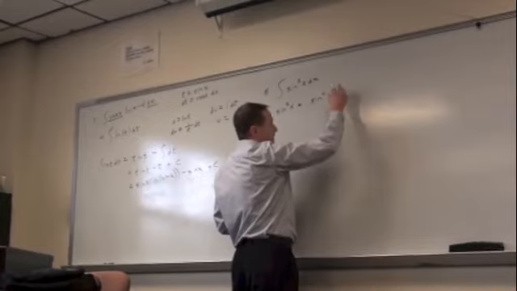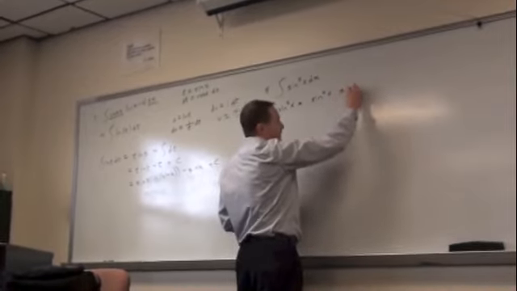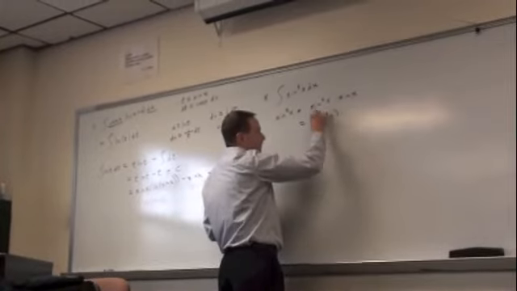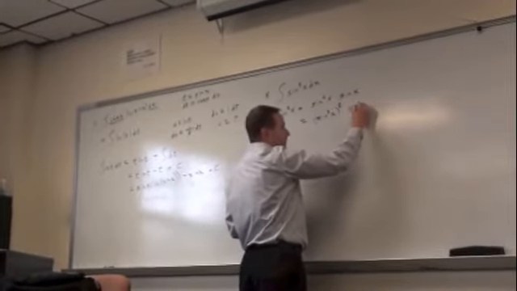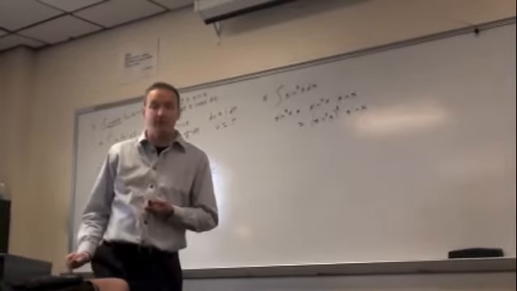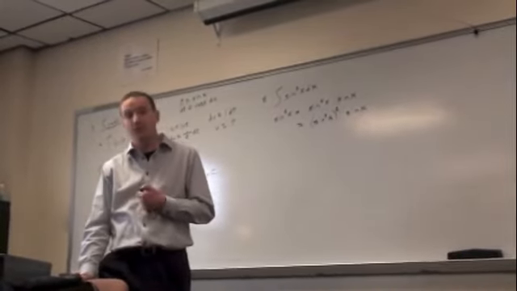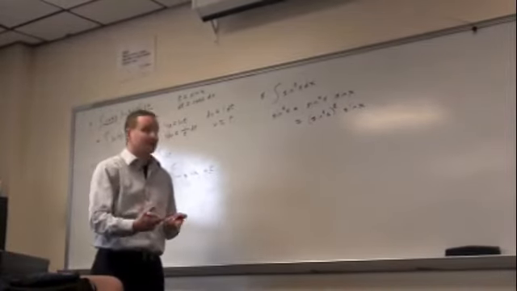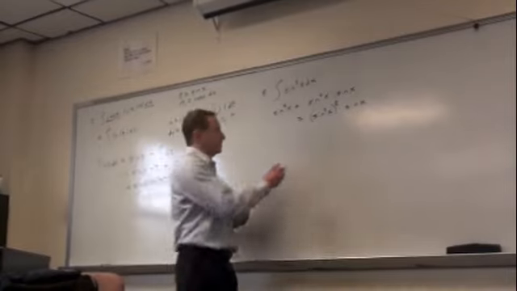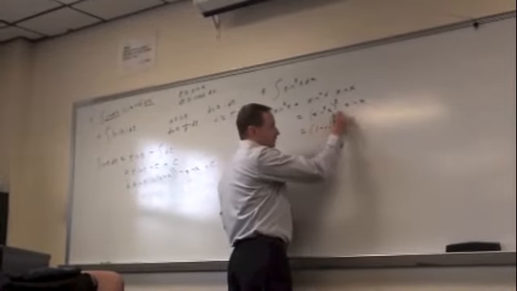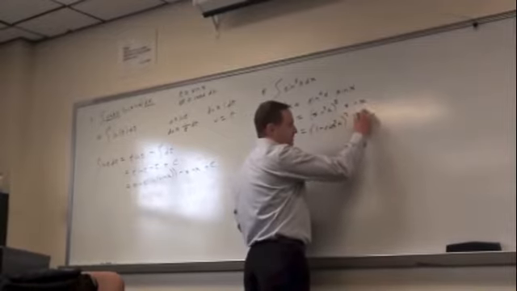So sine to the 4th x times sine of x. Sine to the 4th is nothing more than sine squared x quantity squared. And I know that the Pythagorean formula says sine squared plus cosine squared is 1, thus sine squared is 1 minus cosine squared. So I'll say this is the group 1 minus cosine squared, squared, times the sine of x.